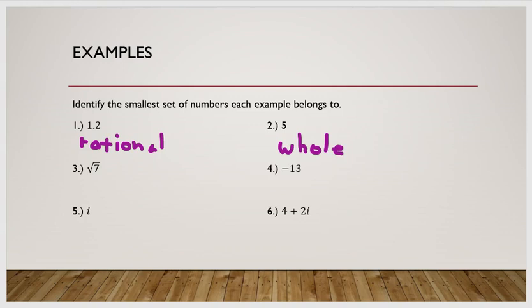Okay, and now for number 3. So here we have a square root of 7. The most important thing to pay attention to on the square roots is will the number come out as a perfect square or a non-perfect square? So can you break down the square root of 7 in some way nicely so that there's no radical left over?